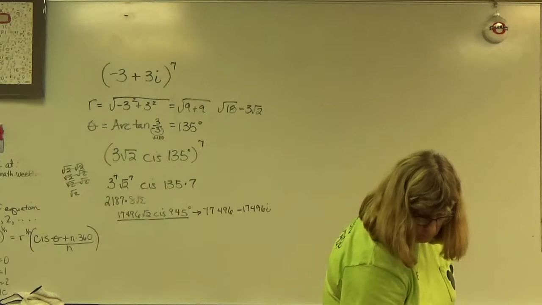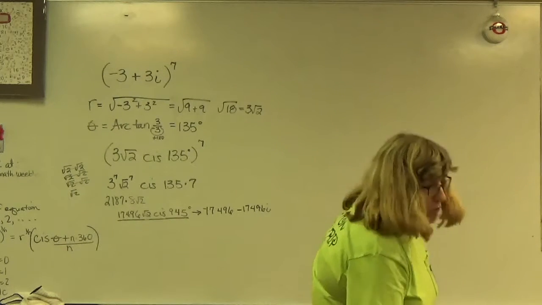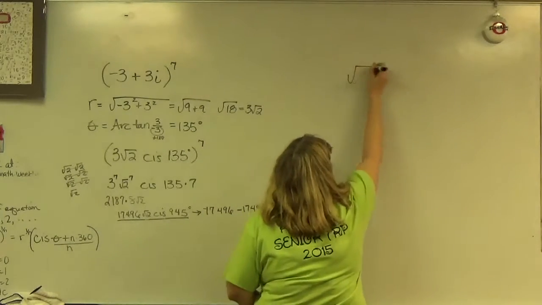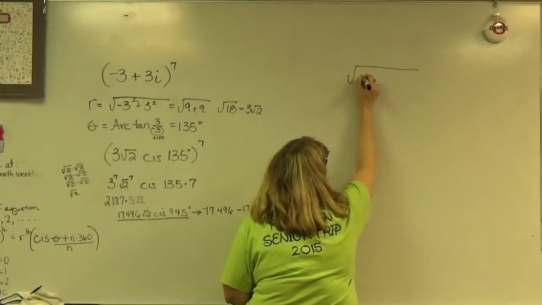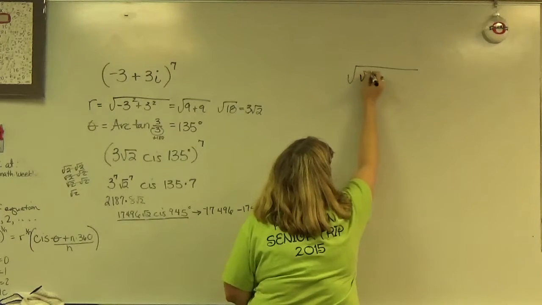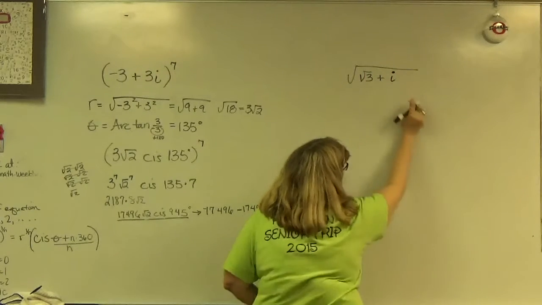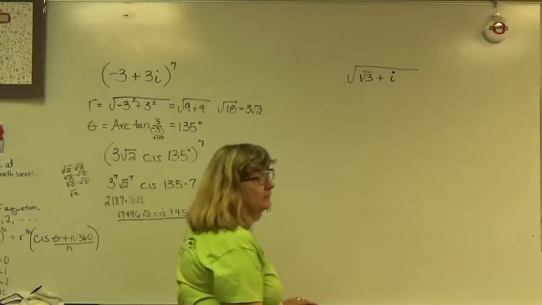19 to 24, it's the same thing. It's doing the same thing. 19 to 24, it's just roots. So if I were to have now the square root of 3 plus i, I want just the square root of 3 plus i.